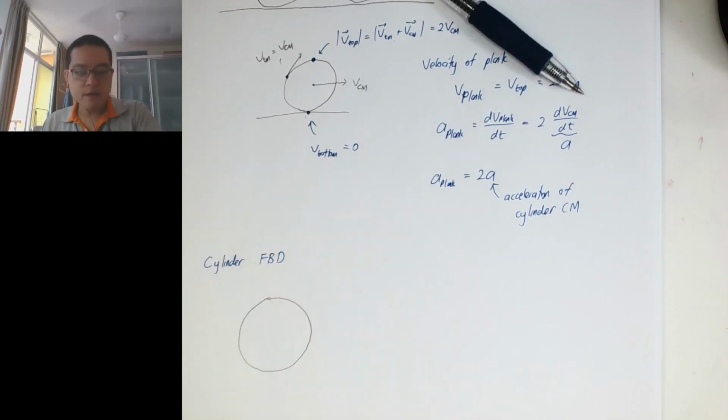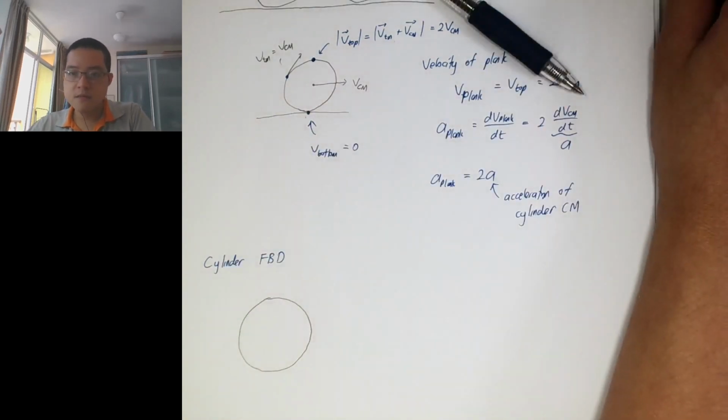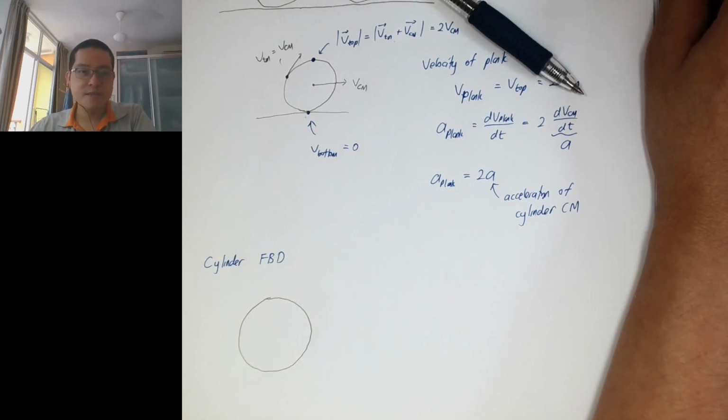Am I recording? Yes. V plank is V tangential of the wheel. No, total velocity of the wheel: V tangential plus VCM. Then you differentiate both sides. Okay, recording? Yes, I think so.